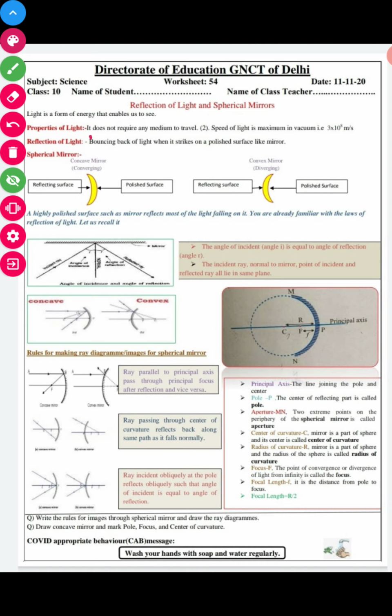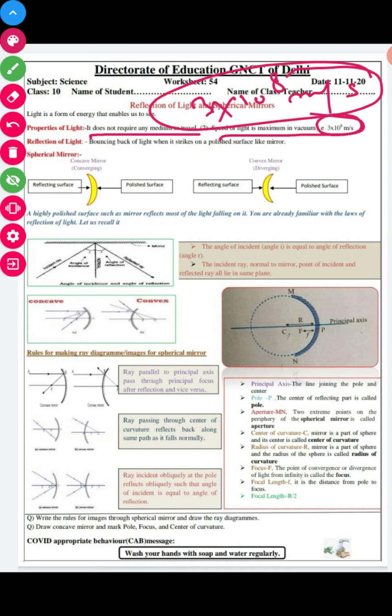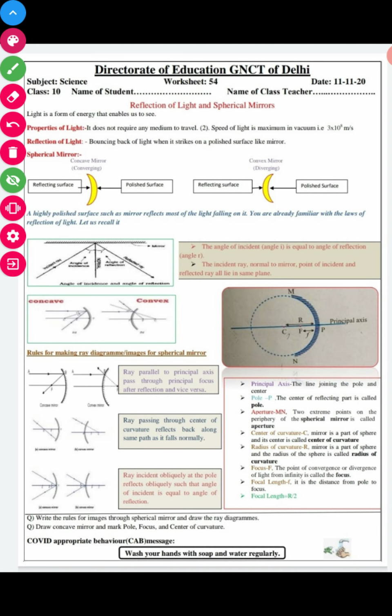Properties of light: it does not require any medium. What are the properties of light? First, it does not require any medium, and speed of light is maximum in the vacuum, which is 3 into 10 raised to power 8 meter per second. This is the speed of light in vacuum. It's very high. Maximum.